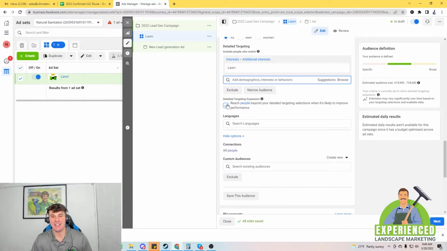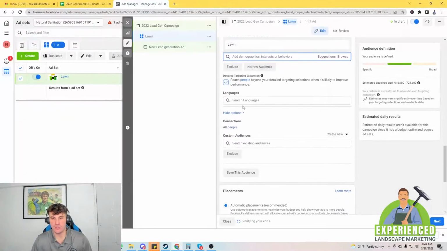You can play with this detailed targeting expansion. Back in the day, you wouldn't want to use this because Facebook would try to find more people and it would just waste your money. But nowadays, it's actually working a lot better than it used to.